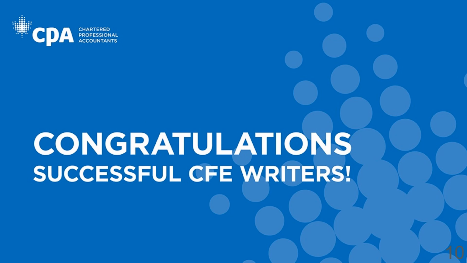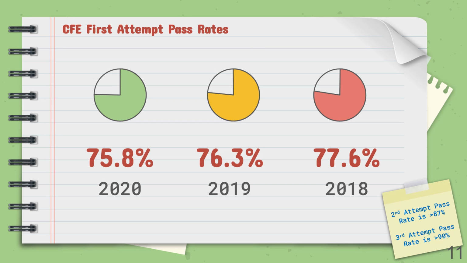Now, once you're done with the exam and get your results back, hopefully you can say that you're a successful CFE writer. So here's the CFE first attempt pass results for the last 3 years. And as you can see, it's been pretty consistent. About 75% of the people pass on their first try. And if you ever attempt it for a second time, the pass rate is even higher. It's at 87%. And for a third time, that's about 90%. So don't worry, your odds of passing the next few times are even higher.